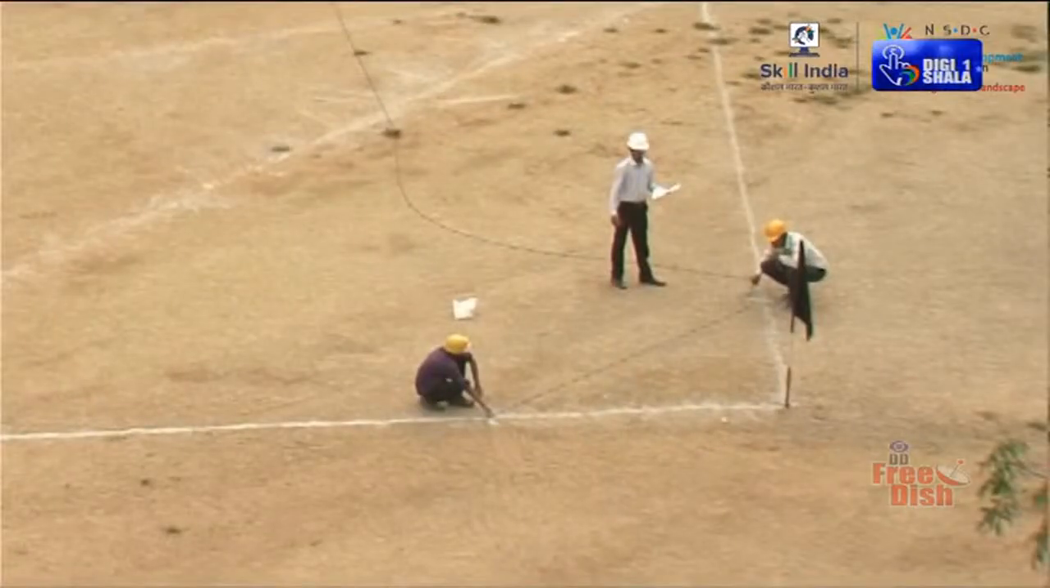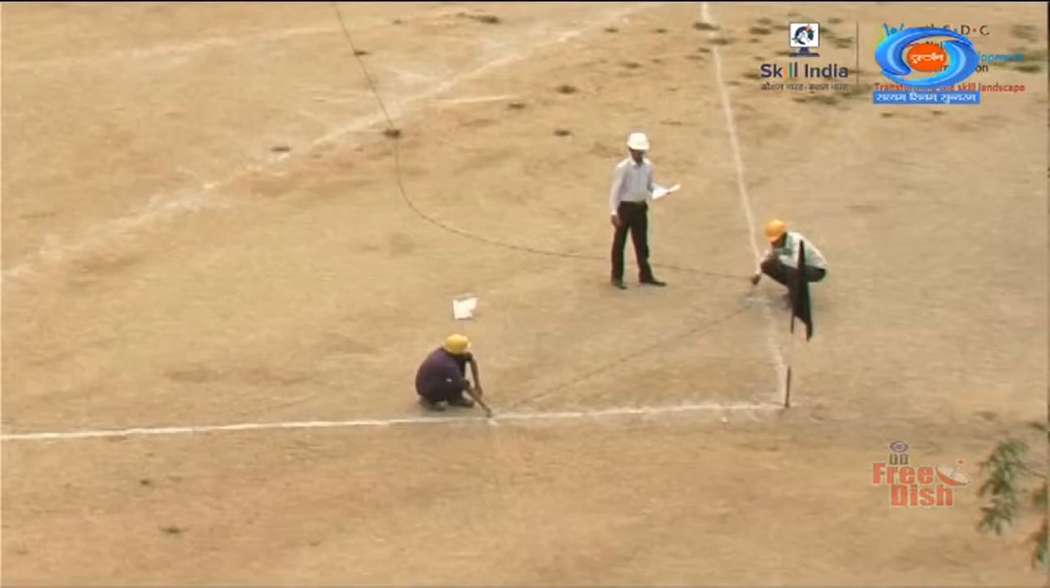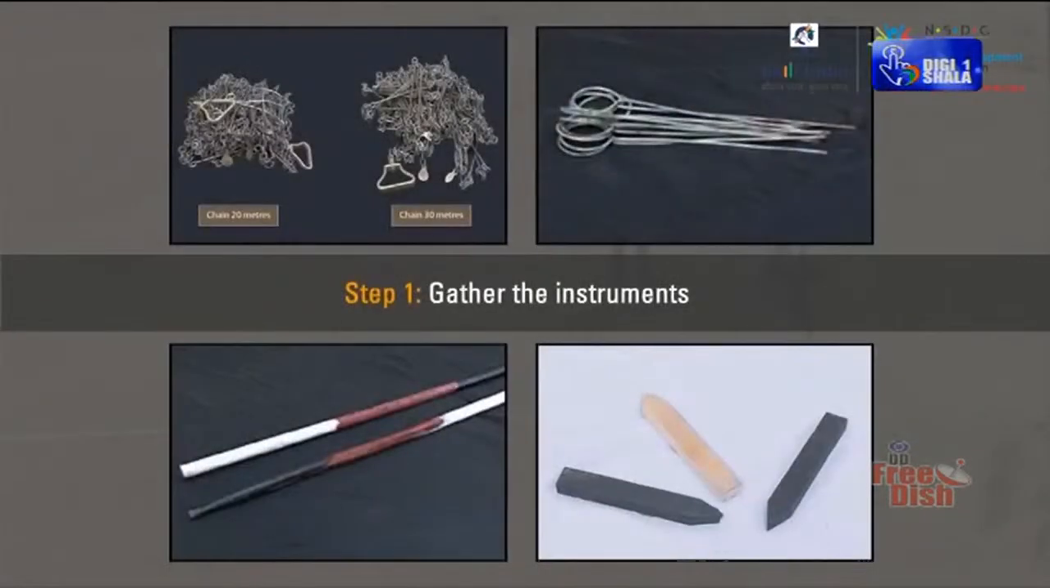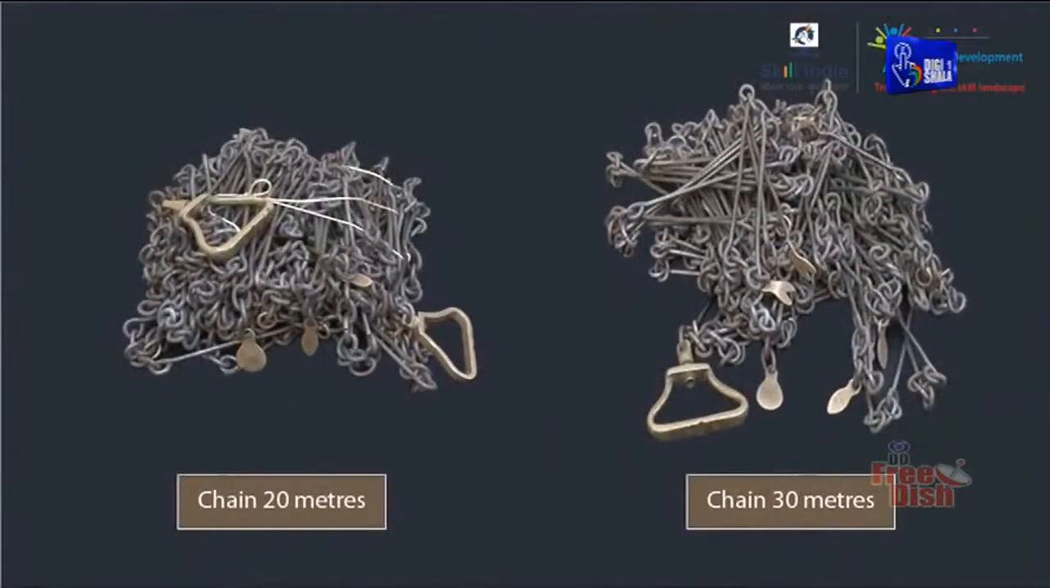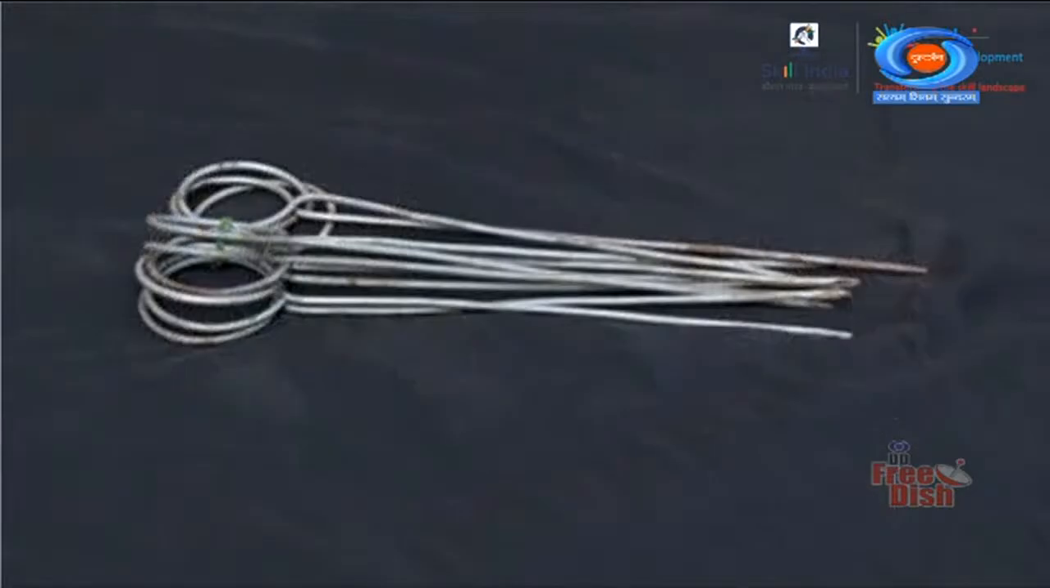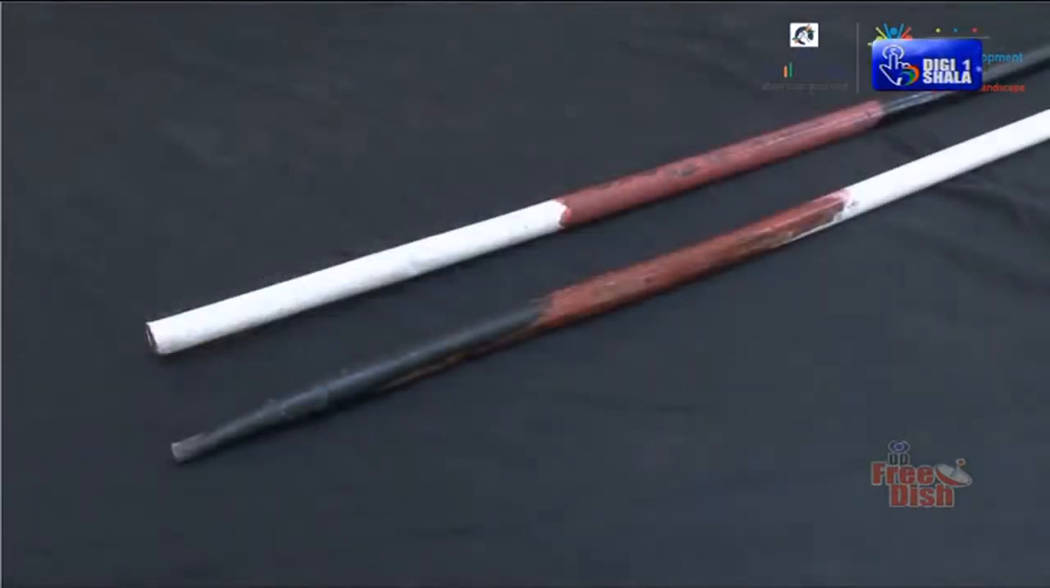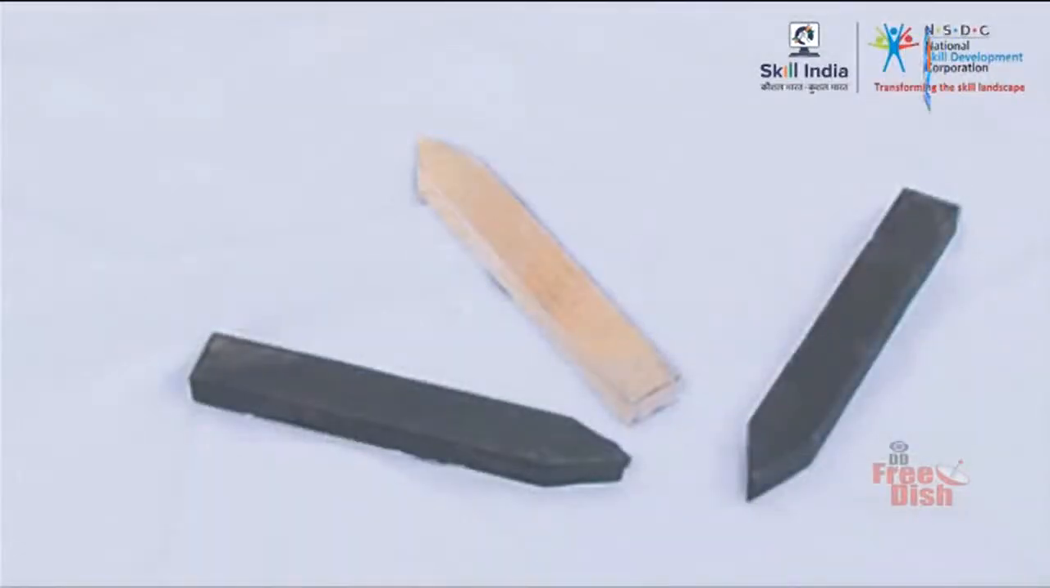Let's observe the step-by-step description to measure the area of the given field by chain triangulation. As a first step, gather these instruments: a chain of 20 or 30 meters, arrows as required, ranging rods as required, and pegs as required.